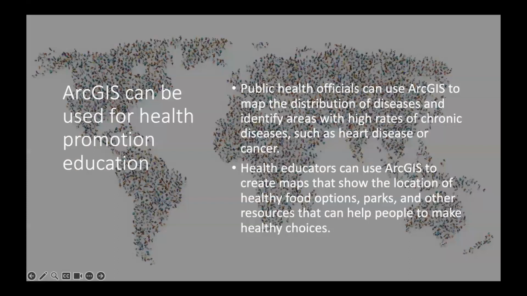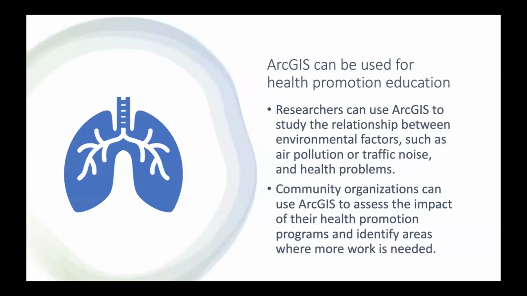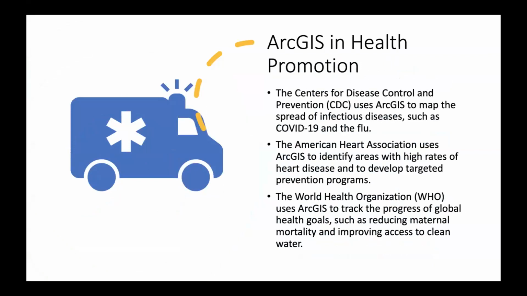So ArcGIS is very useful for this particular domain. Public health officials are able to benefit largely from using these tools. Health educators can create maps that show the location of healthy food options. They can use this to track incidences, any outbreak before they occur. Researchers can use ArcGIS to study the relationship between environmental factors such as air pollution. Community organizations can also use ArcGIS to assess the impact of their health promotion programs and identify areas where more work is needed.